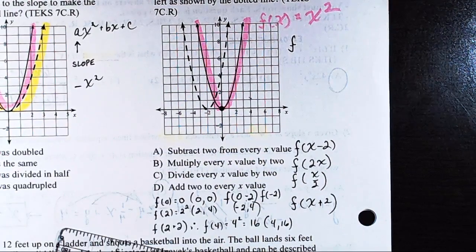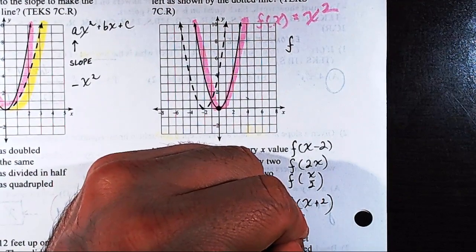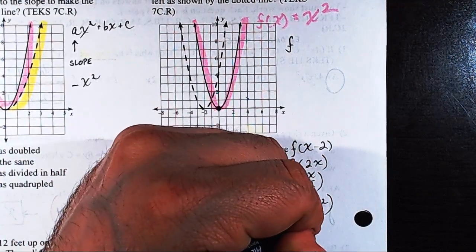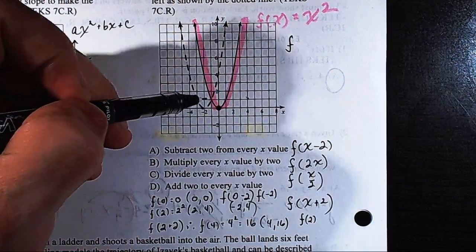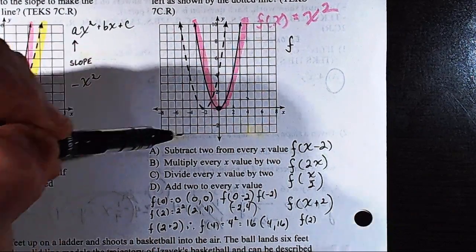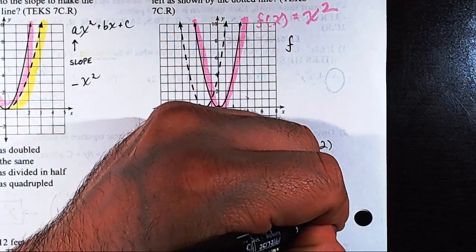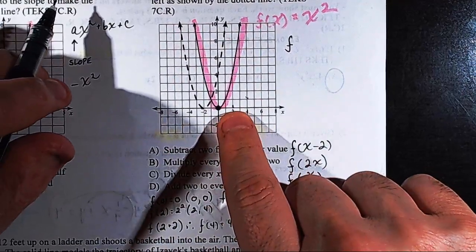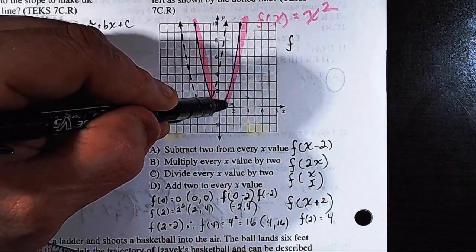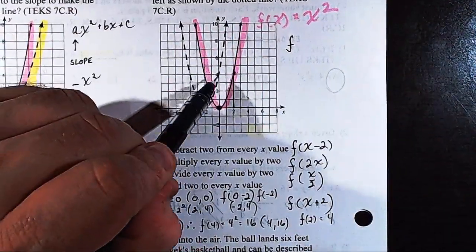Let me try f of x plus 2, this one over here. Let me try that whole thing over again. Now I'm going to try f of 0 plus 2. So that's f of 2. Well, now I'm at x equals 2. What is y when x is 2? Well, y is 2 squared, which is 4. So at 2, what is y? y is 4. Okay, yep, I see that there, but I want to know what's happening here.